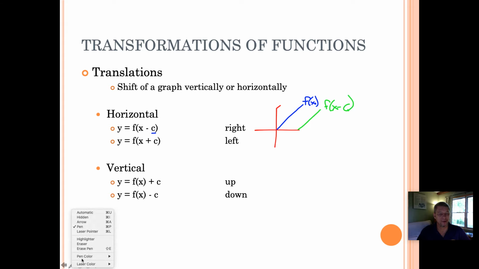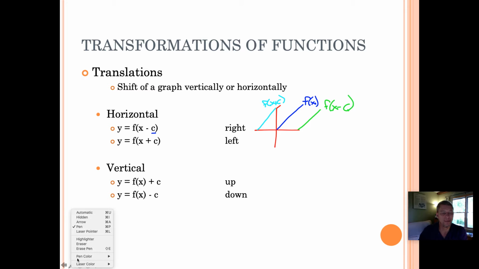Now, what if, on the other hand, I wanted to move it to the left? Then it would be something that looked like this. F of x plus c. Now notice it's kind of counterintuitive in my opinion, because when you subtract c from x, you move toward the positive, but when you add c to x, you move toward the negative. But that is what happens because you're actually manipulating the original value of x.